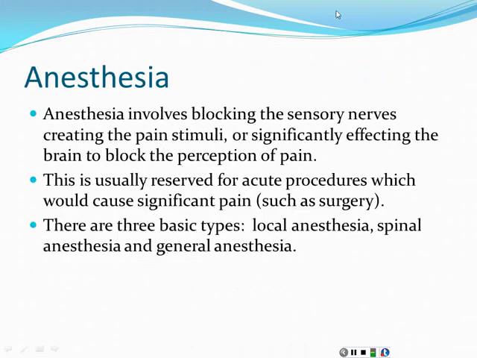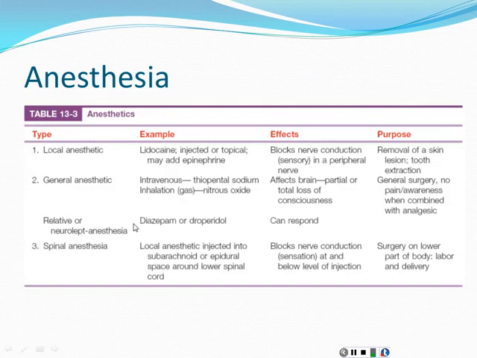So anesthesia is a little different than analgesia. Technically, anesthesia is blocking the sensory nerves that create the pain stimuli themselves. So instead of blocking it in the spinal cord, like that gate control theory, this blocks it at the site where the nerve endings are. So this can be either local, general, or spinal. So local anesthetic is put at the site where the pain would be occurring. So this is lidocaine, for example, in a wound that's about to be stitched.